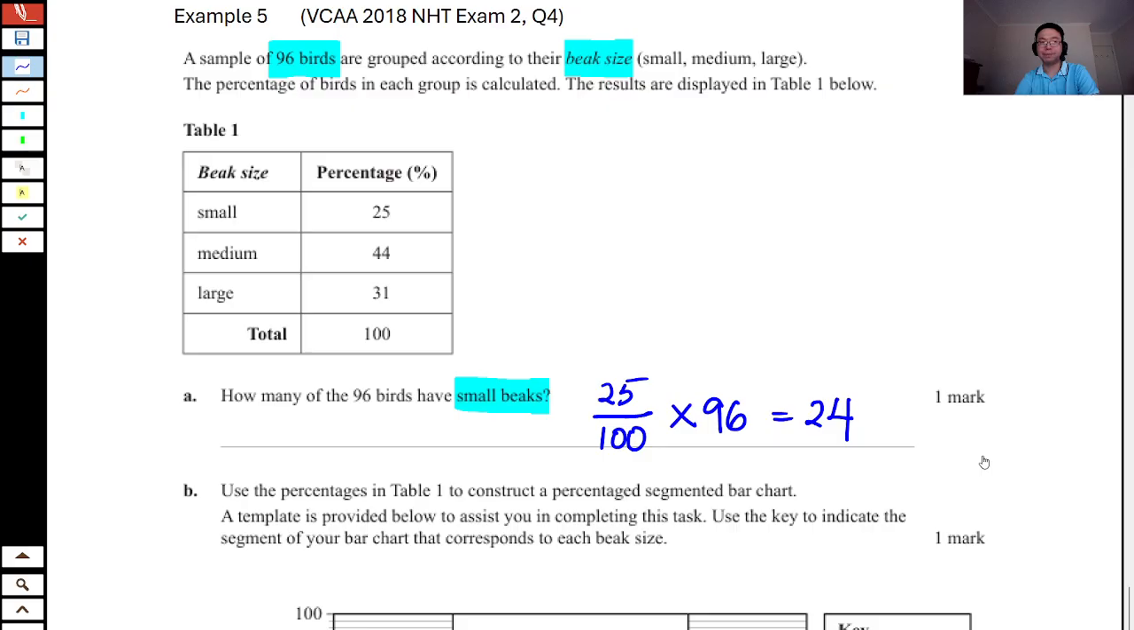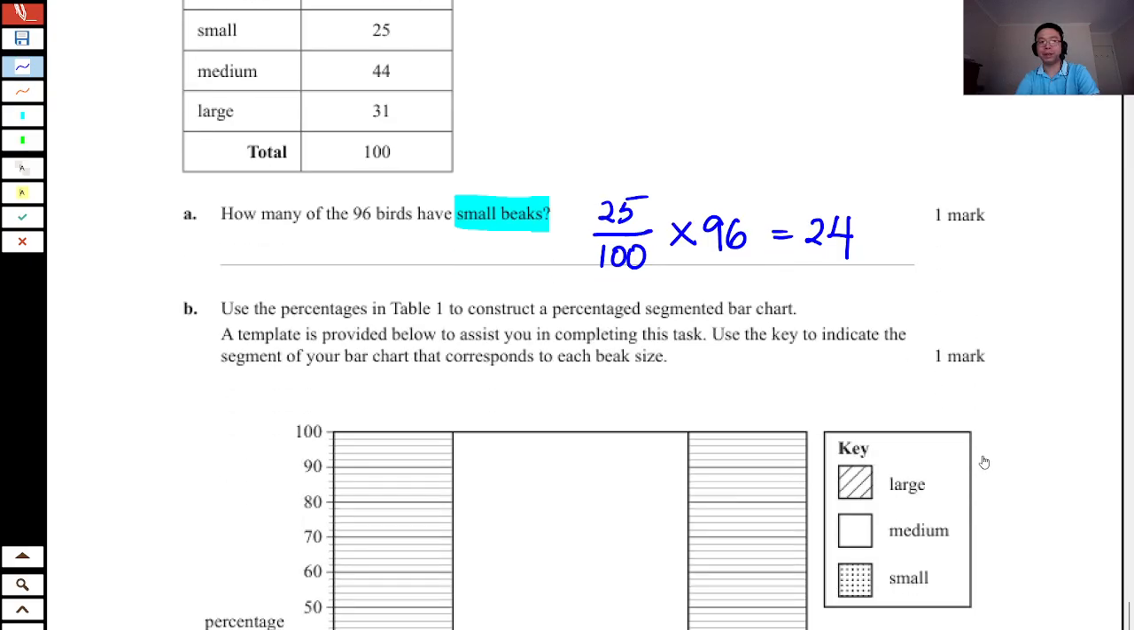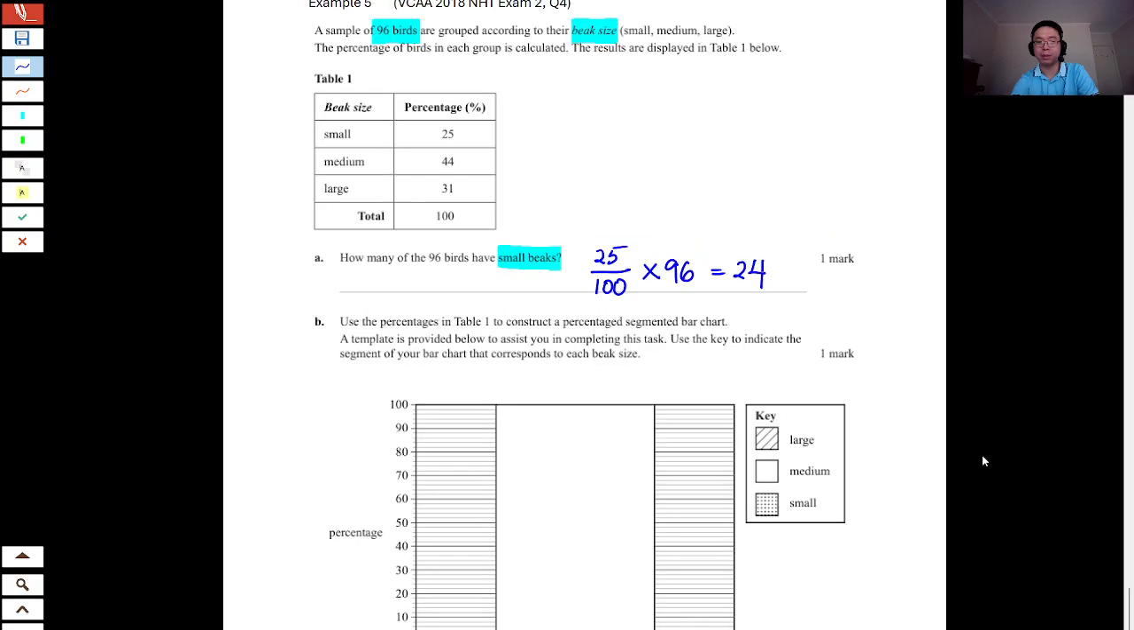Part B. What we're asked to do in Part B, I'll zoom out so that we can see a bit more of the page, is to convert this frequency table into a segmented bar chart. So the way this works is you have all of your data accounting for 100%. And what we want to do is break it up.